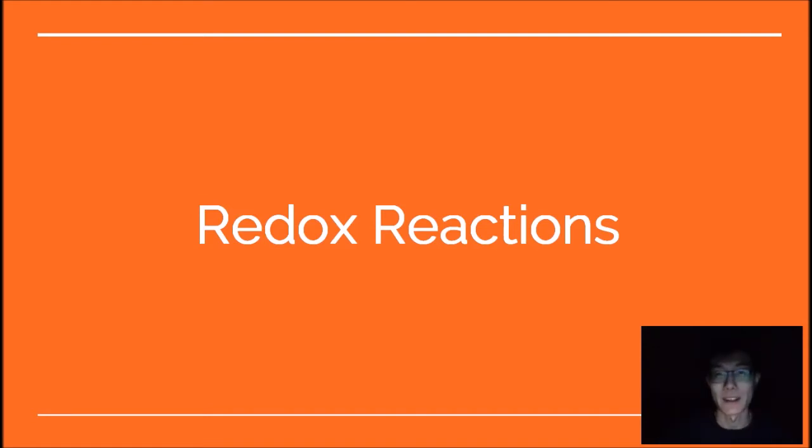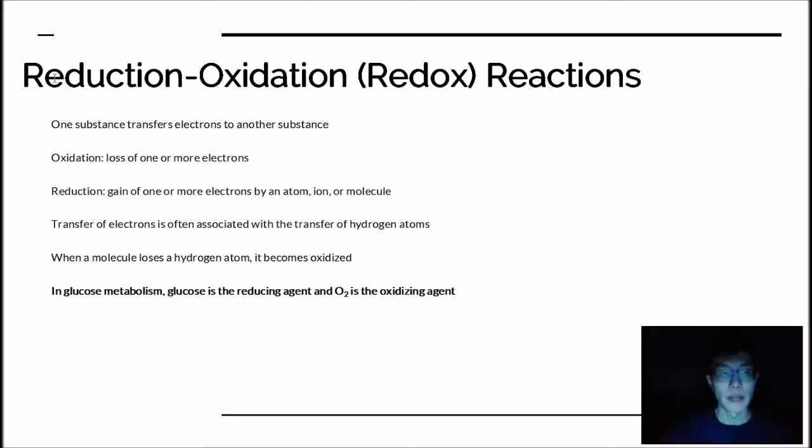So, redox reactions. Most of you have had some kind of experience in a chemistry course with redox reactions, so I'm going to keep it fairly basic and straightforward. Refer to your textbook if you need to for more practice and understanding, but let's just get through it as quickly as we can. The first thing about redox reactions, also known as reduction-oxidation reactions, is that they are reactions involving electron transfer. You have one substance that transfers electrons to another substance.